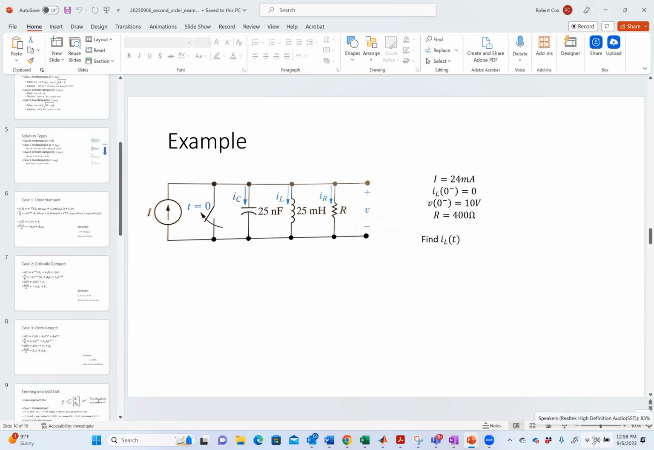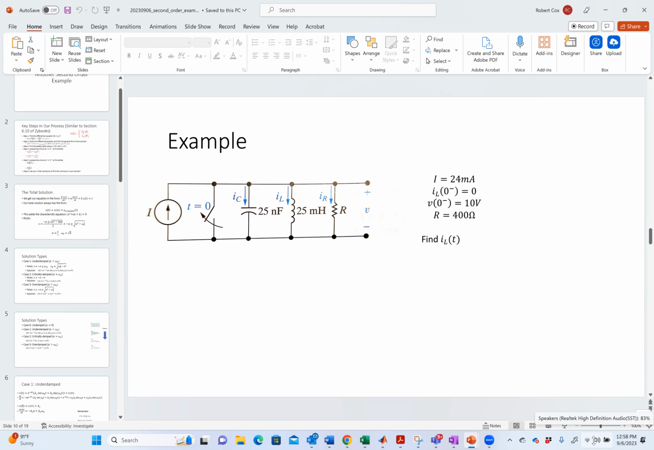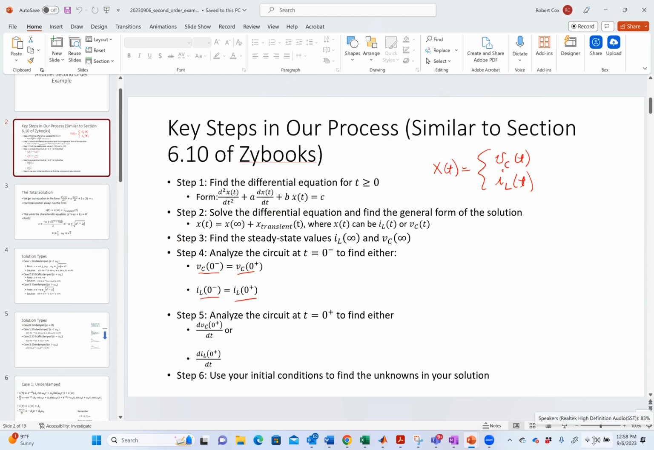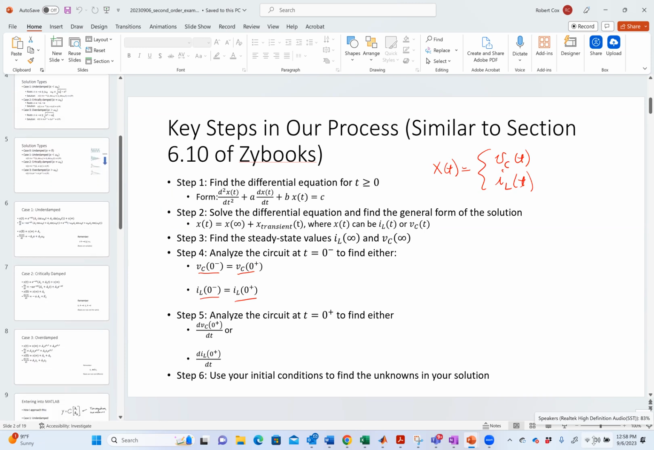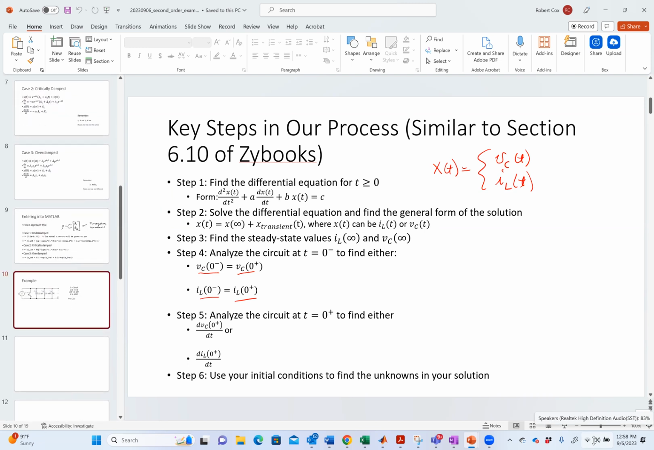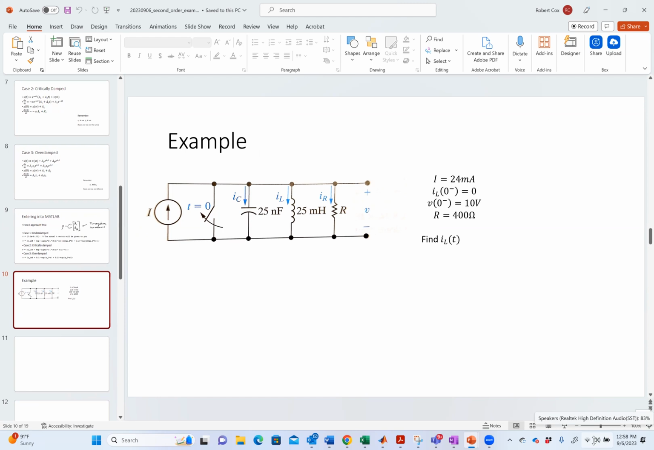Well, my first step is actually to get the differential equation. I want to get my differential equation for I sub L. How do I go about doing that in this particular case? Any thoughts on where I start? KCL. Yeah, KCL is a good place to start. And at t equal to 0, I am opening up the switch.